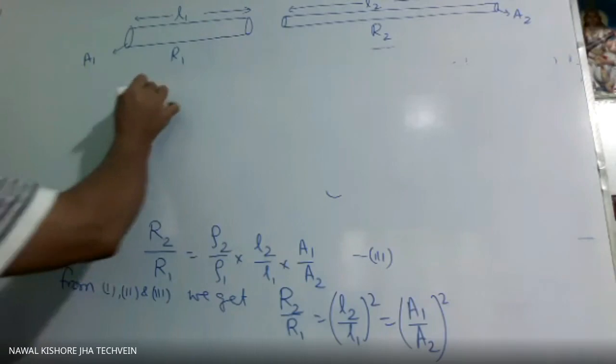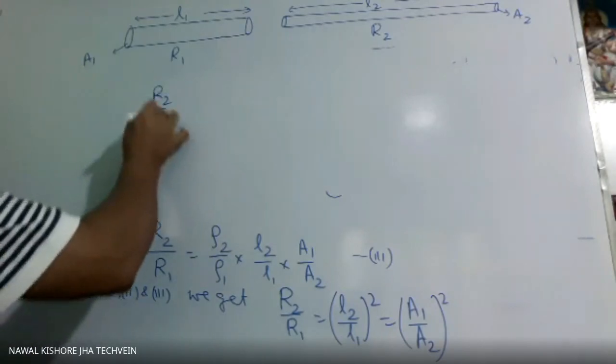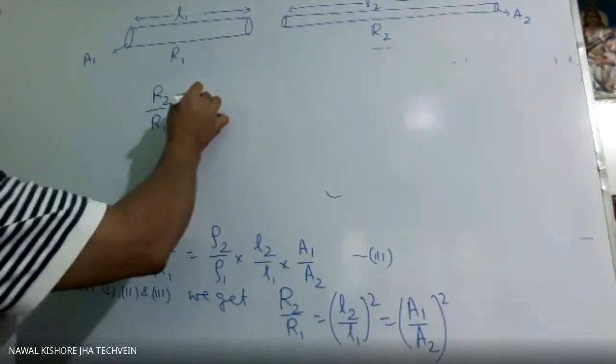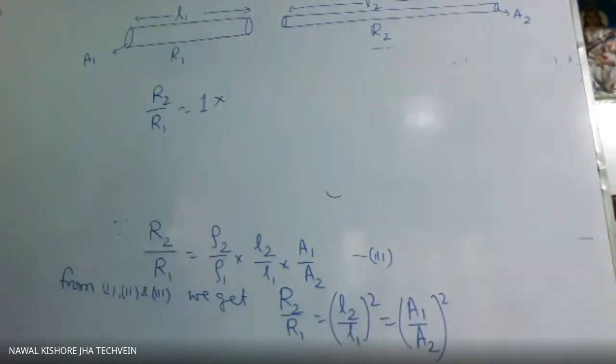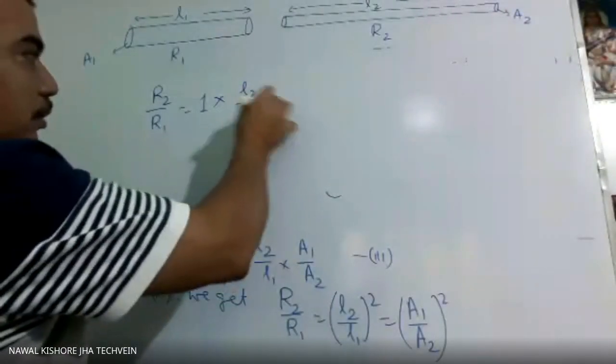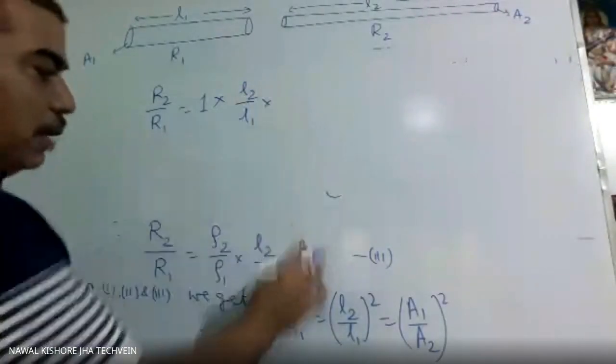So this R2 by R1, what is that? Rho 2 by rho 1, this is 1. L2 by L1. Now A1 by A2 is what? L2 by L1.